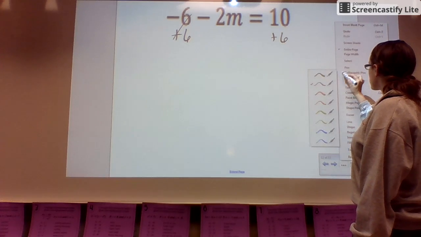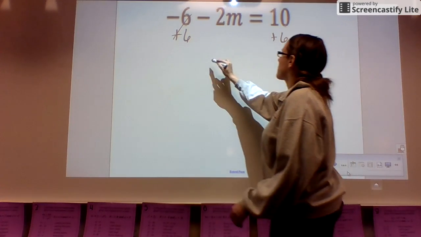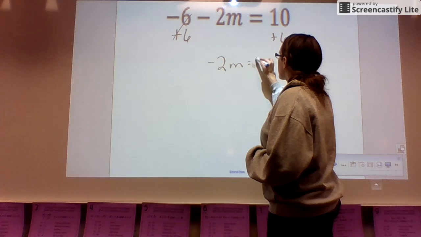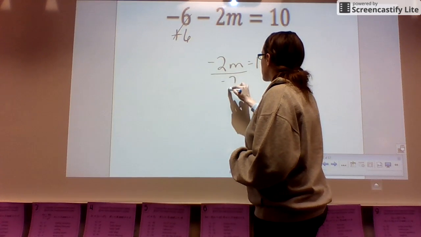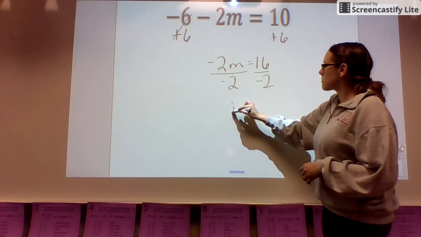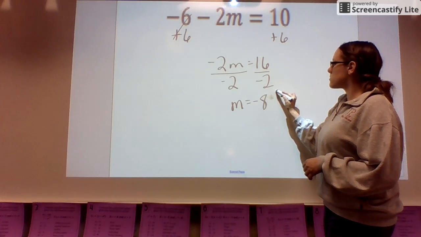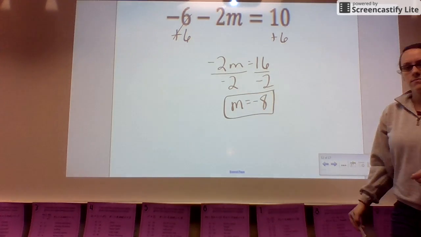My pen does not want to work. Okay. And m is going to be equal to negative 8.